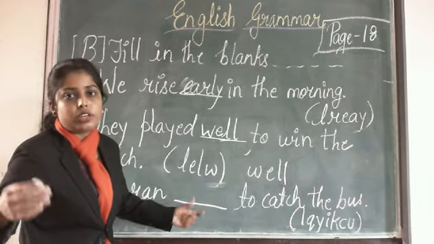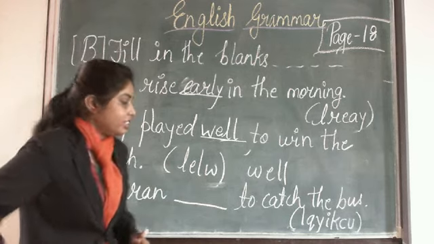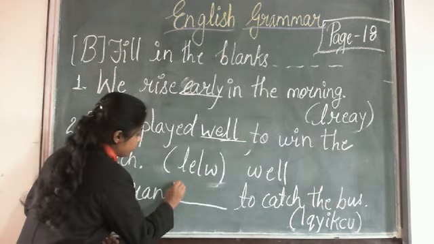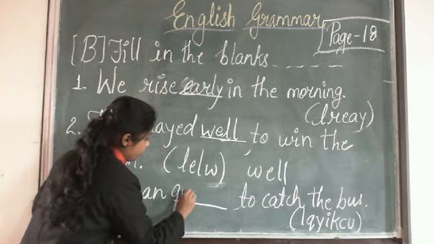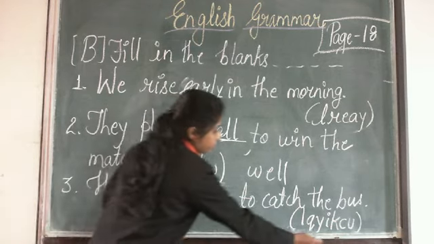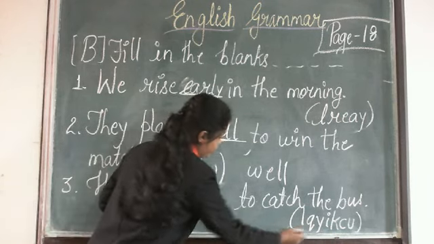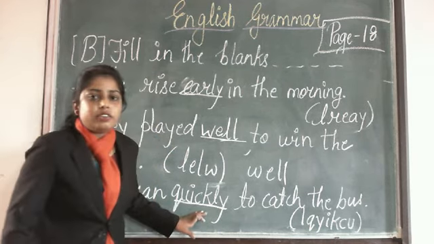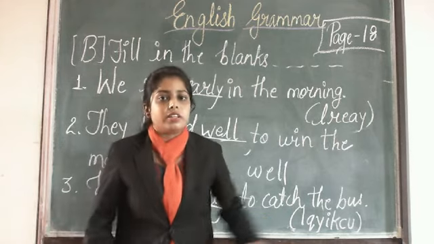Let's make the spelling of quickly. Q-U-I-C-K-L-Y. Quickly. So can we make the spelling of quickly? Q is there. Yes. U is there. I is also there. Right. C, K, L and Y. So the adverb that we have made is quickly. He ran quickly to catch the bus.